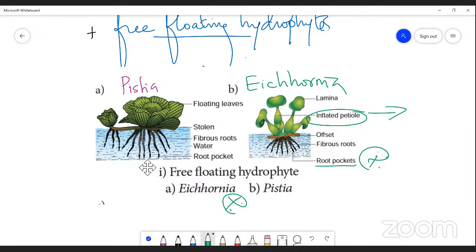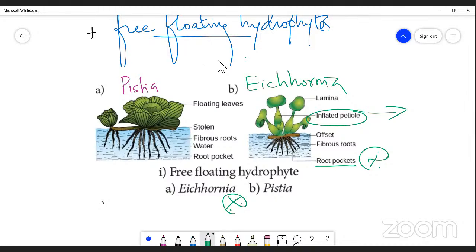Okay, my dear students, which of the following plants consists of stolon? Stolon is nothing but a stem-like structure by which the Pistia plant propagates, right? Could you mention which of the following plants consists of stolon? A. Pistia, B. Eichhornia. What's the option? Pistia. Repeat the word once again. Pistia. Right.